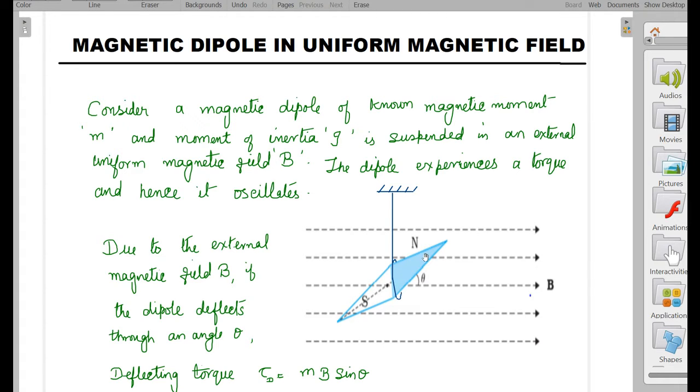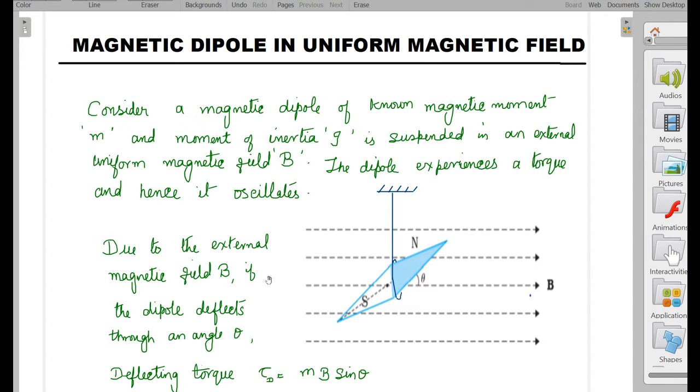This magnetic dipole is suspended from a rigid support. It is placed in an external uniform magnetic field B. We know the dipole experiences a torque and hence it oscillates.